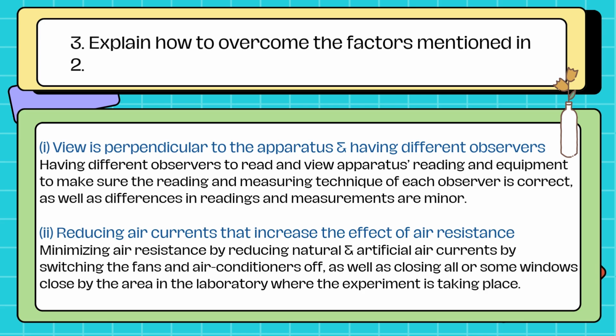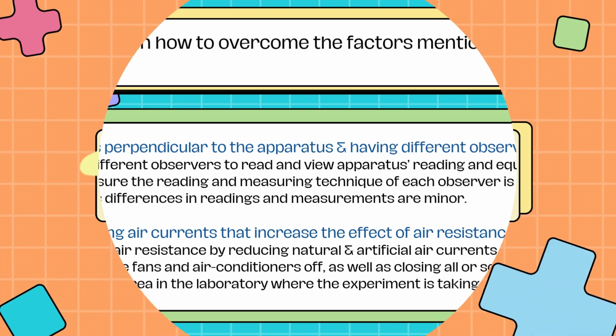To reduce the effect of air resistance, we can reduce natural and artificial air currents by switching the fans and air conditioners in the laboratory off, as well as closing all or some windows close to the area in the laboratory where the experiment is taking place.